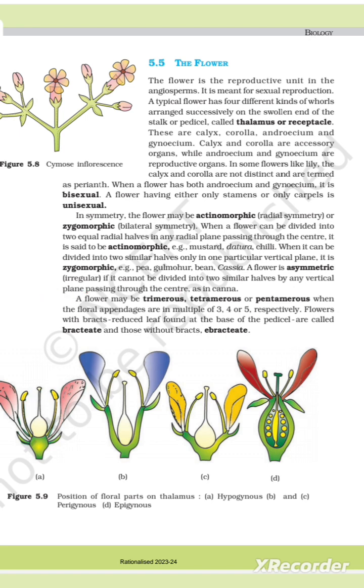A flower may be trimerous, tetramerous, or pentamerous when the flower appendages are in multiples of 3, 4, or 5 respectively. The flowers with bracts, reduced leaves found at the base of the pedicel, are called bracteate, and those without bracts are ebracteate.